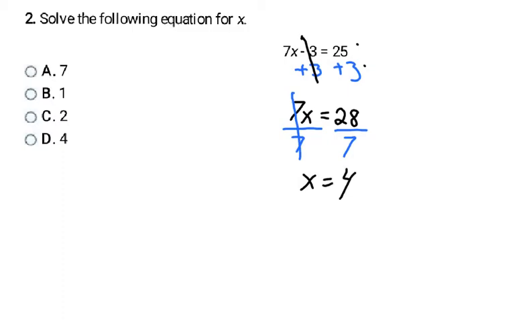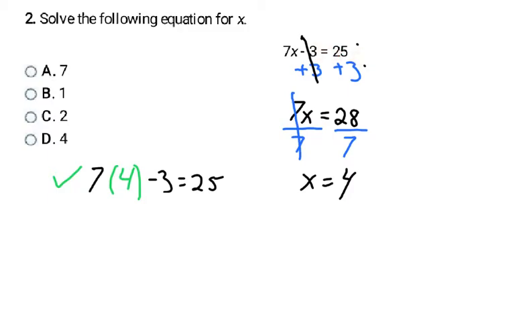And once again, I can check that. So I'm going to have 7 times that x, 4, because I'm going back to this original equation up here and replacing x with my answer. And then subtract 3 equals 25. So I just copied the rest of the equation down.